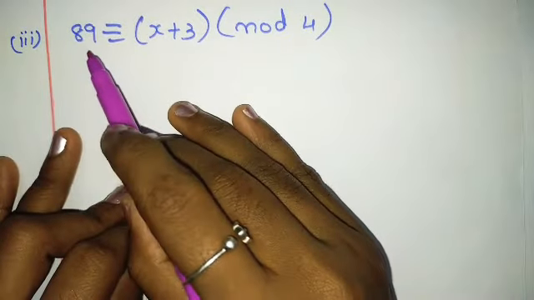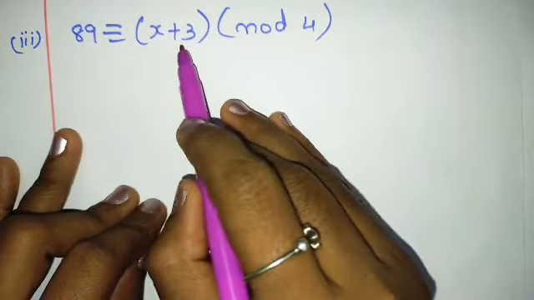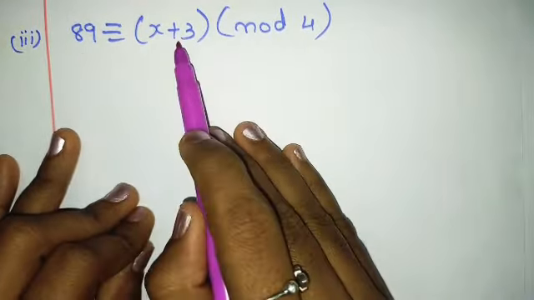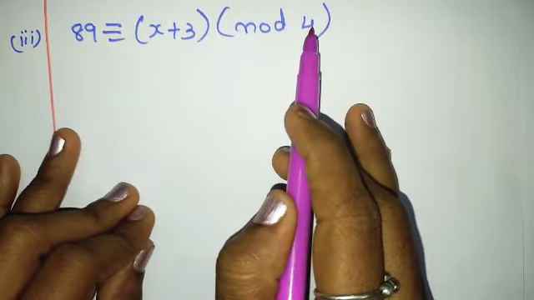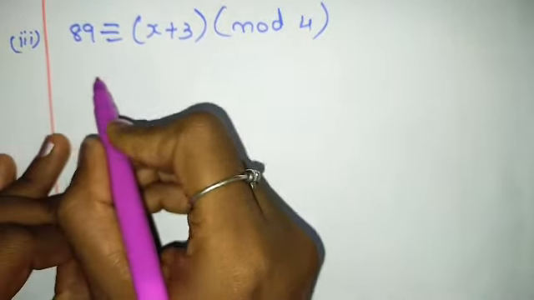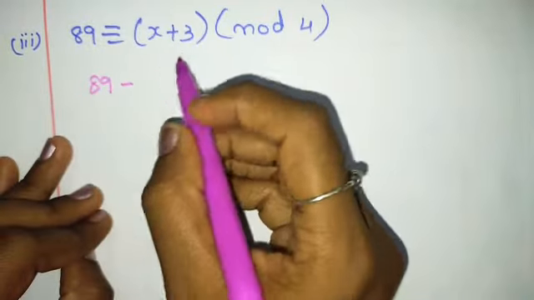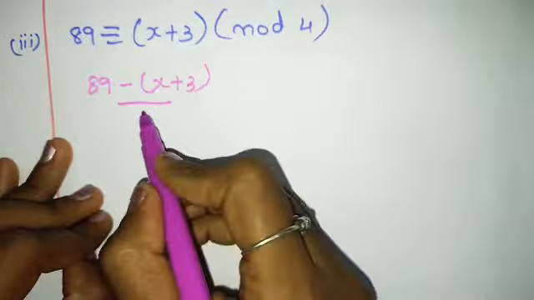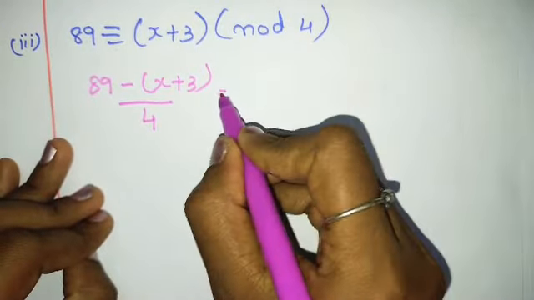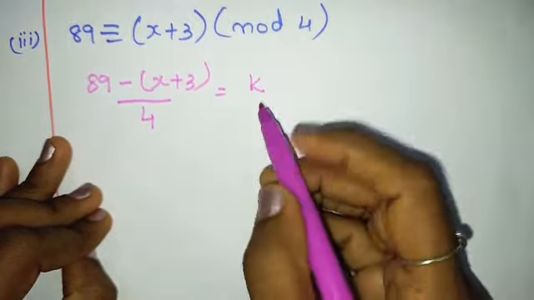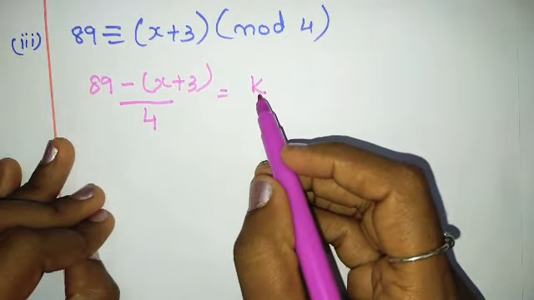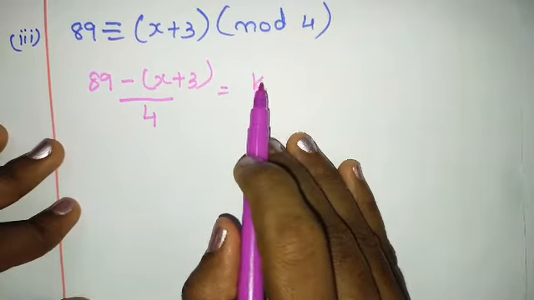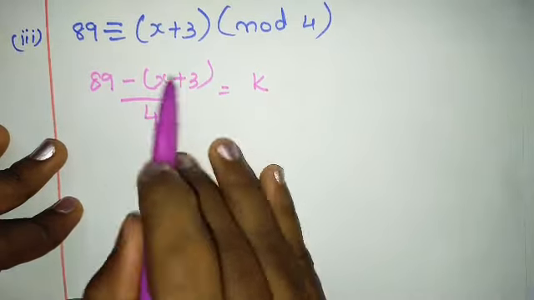Next subdivision: 89 congruent to x plus 3 mod 4. Again, a minus b divided by n. Correct? So a is 89 minus b. B is x plus 3, divided by your n, which is 4. Correct? So equate this to some random integer. Let me take this as k. Got it? Now cross multiply this 4 to this side, which becomes 4k, and shift this minus also.